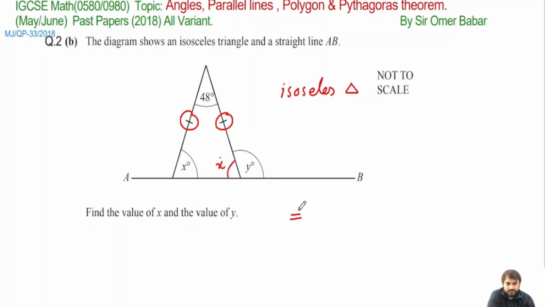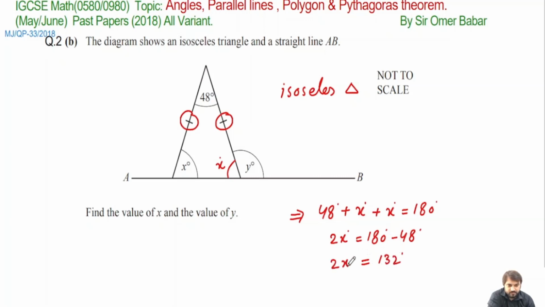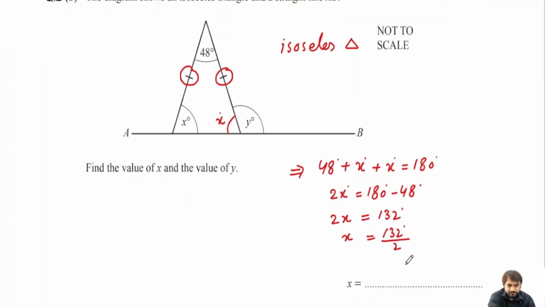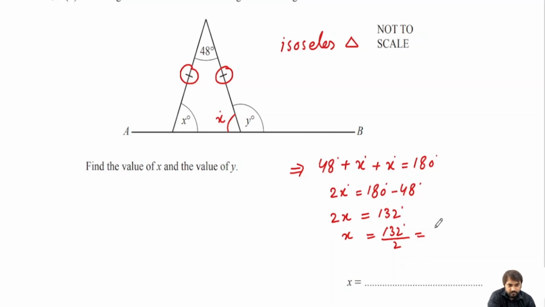Now we can write it down like this. 48 degrees plus x degrees plus x degrees is equal to 180 degrees. x plus x, that makes 2x, and 180 degrees minus 48 degrees is equal to 132 degrees. And the value of x will be 132 degrees divided by 2. That's going to be 66 degrees. We have just found the value of x because of this isosceles triangle, that is 66 degrees.